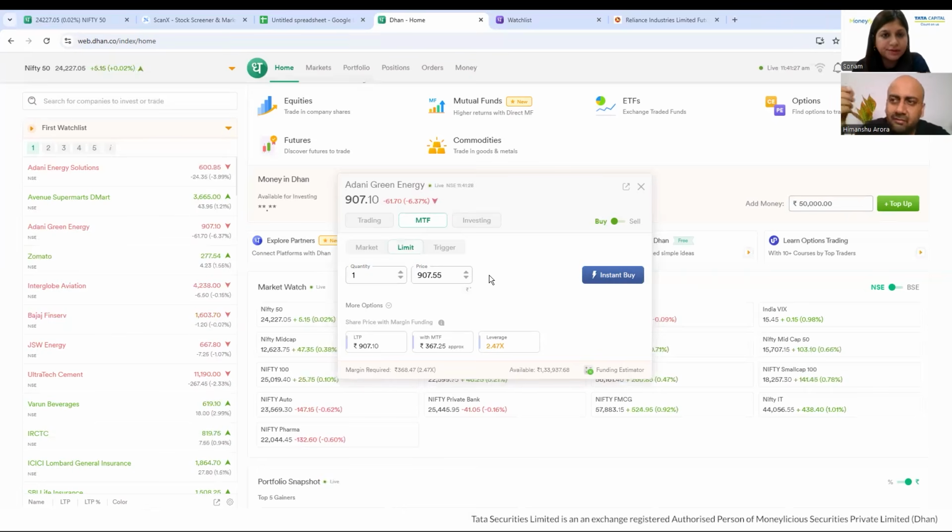So, for example, someone who feels that the stock is highly undervalued and that they will be able to generate more returns compared to the interest I am charging here.